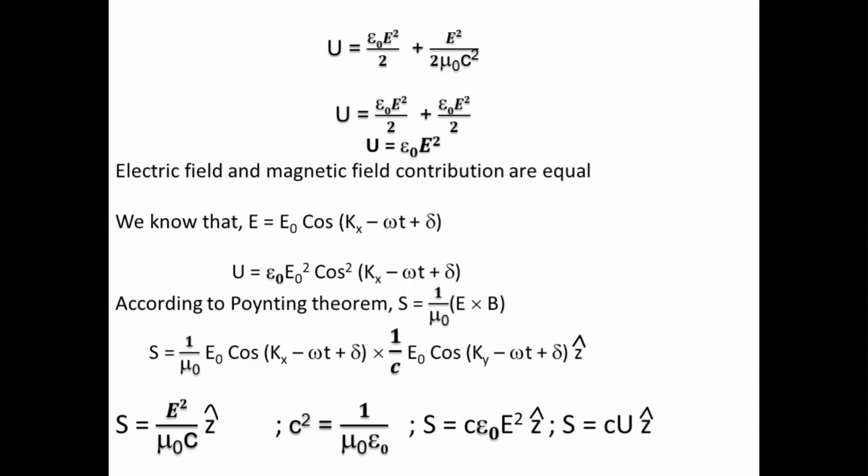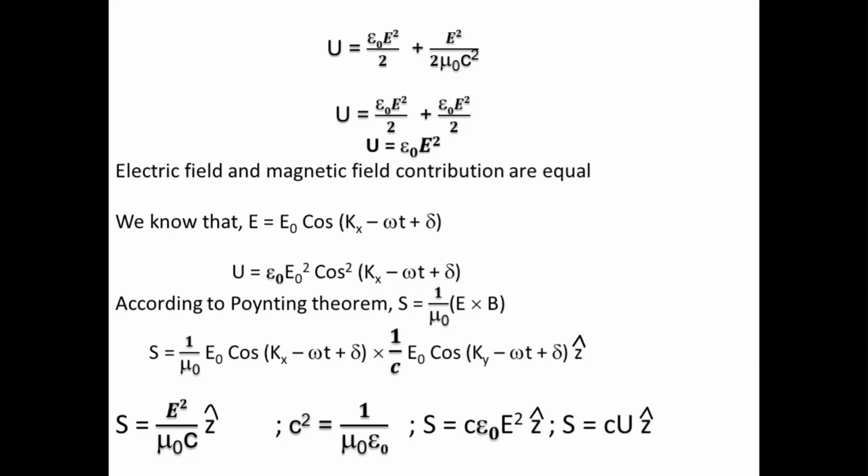So now, if we try to find the energy flux density, because our final goal is to find energy as well as momentum. We know that any electric field, if we write it in cosine form, is E equals E naught cos(kx minus omega t plus delta), and U is equal to epsilon naught E squared. So I can write E squared with E naught as the amplitude: epsilon naught E naught squared cos squared(kx minus omega t plus delta).